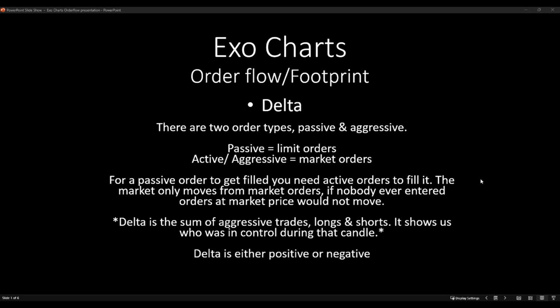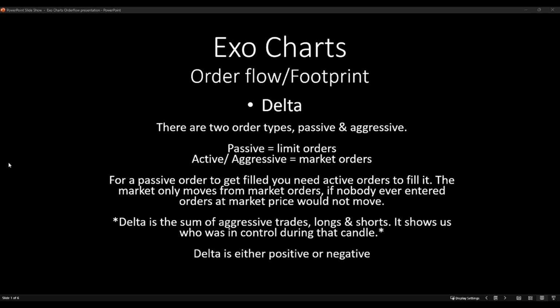So let's begin. Exocharts, order flow and footprint, and we are covering Delta. There are two order types, as everybody knows, or assuming most people know. If you don't, we'll cover it here. The two types of orders are passive and aggressive. Your passive orders are what we refer to as limit orders, and your more active, aggressive orders we refer to as market orders. For a passive order to get filled, you need active orders to fill it.